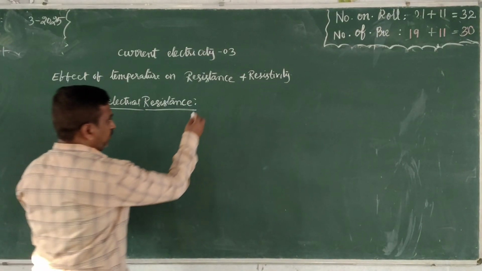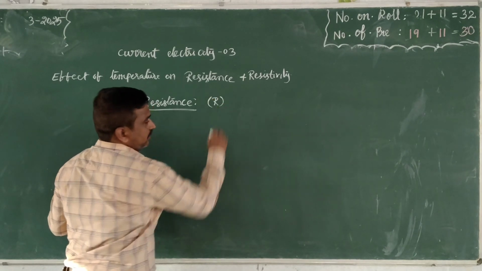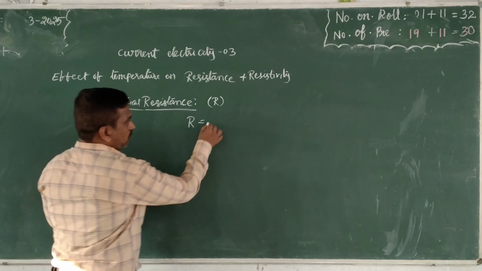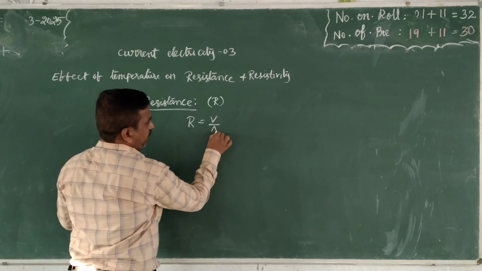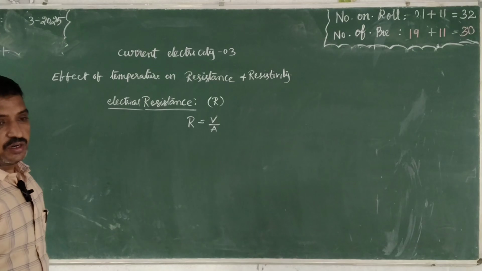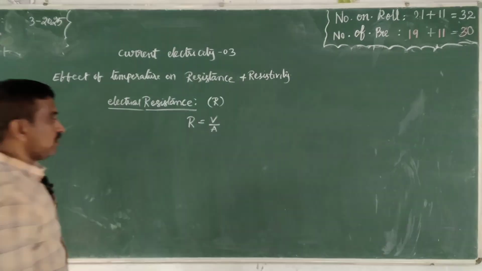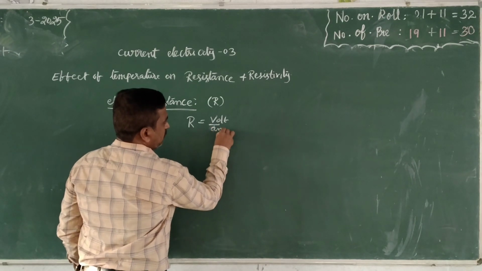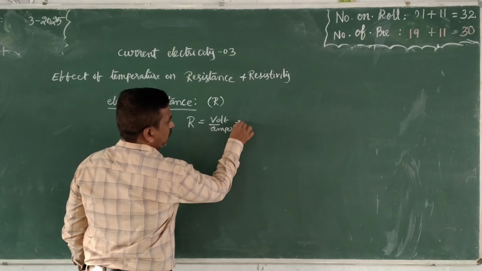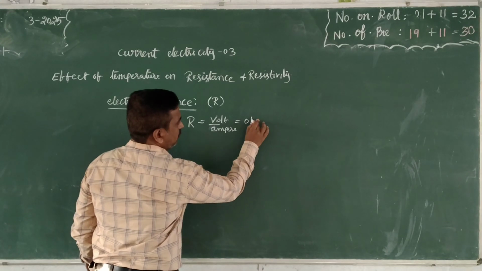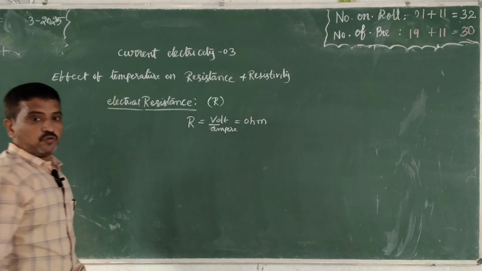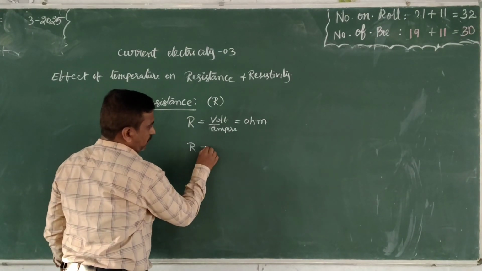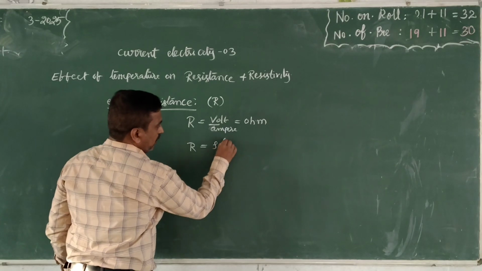It is represented by letter R. So R equals what here? See, volt per ampere, so potential difference per current. So the unit is volt per ampere, which we write as ohm. So what is the unit of resistance now? Ohm. See, what is the formula for resistance now? We can write it as R equals rho L by A.